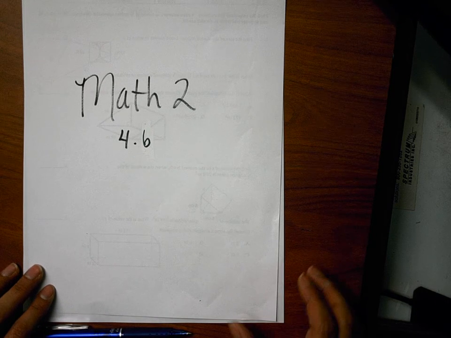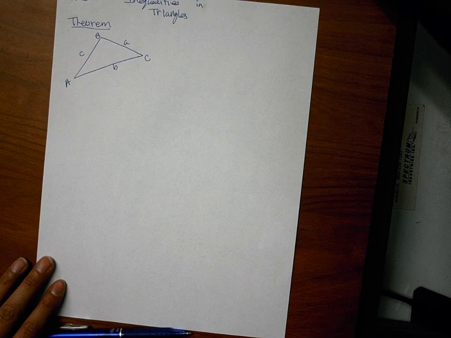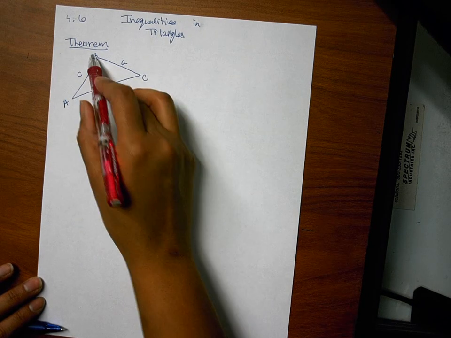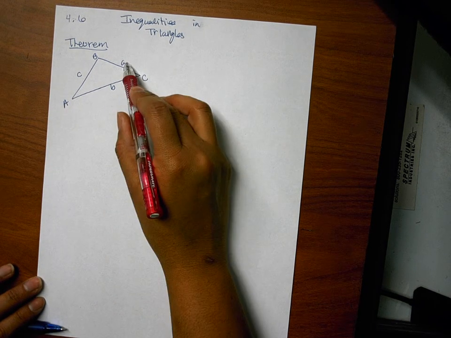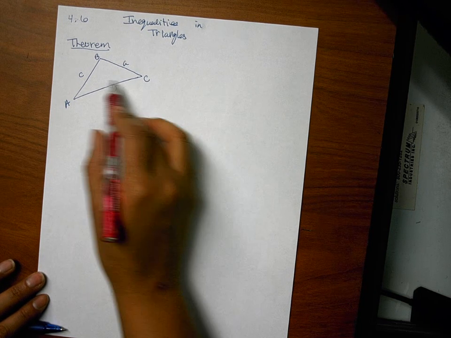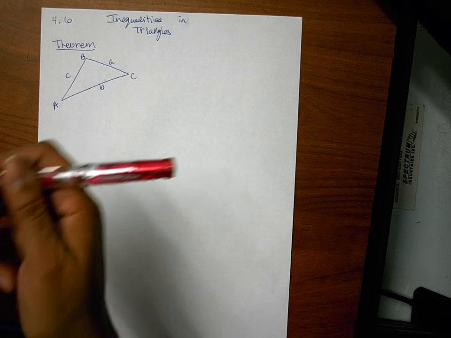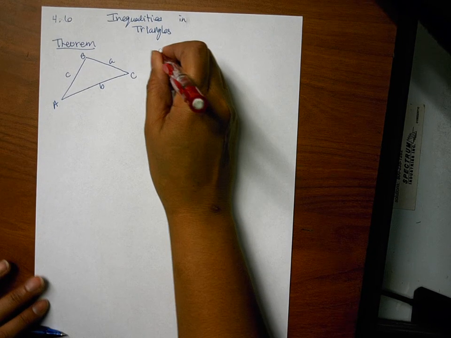This is Math 2, 4.6 notes. That's Unit 4, Lesson 6. The title is Inequalities in Triangles, and we're going to go angles ABC, and then opposite angle A is side A, opposite angle B is side B, and opposite angle C is side C, and I use lowercase for the sides.